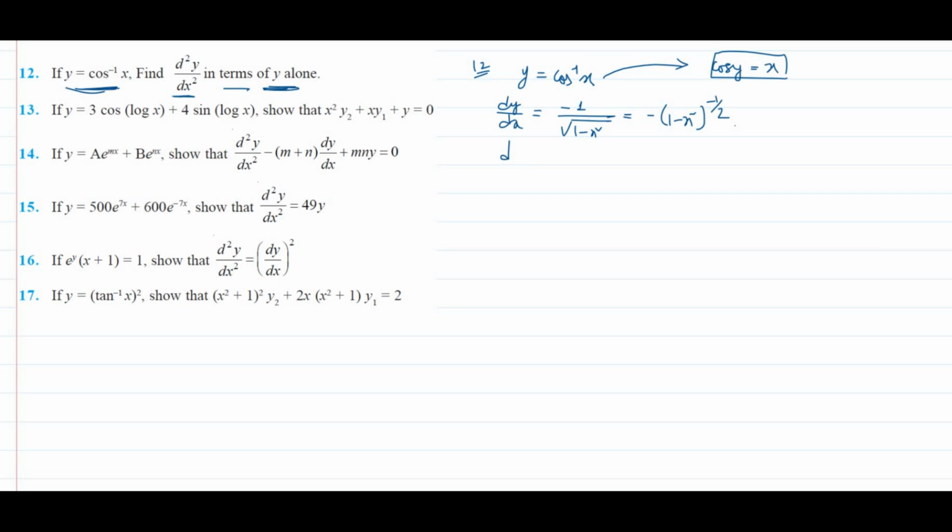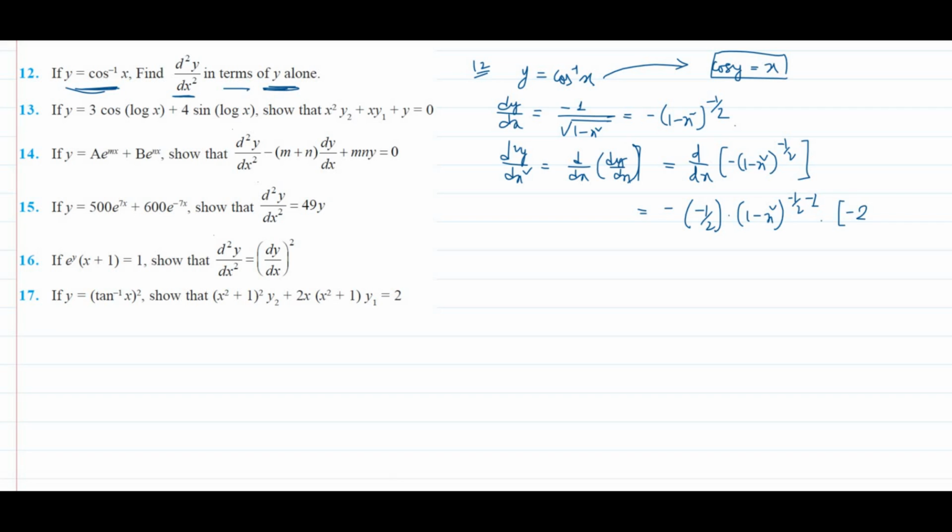Now let us once again differentiate it. d square y by dx square, that is equal to d by dx of dy by dx. So basically that is equal to d by dx of minus 1 minus x square raised to the power minus half. So by chain rule you need to solve it. That will be equal to minus of minus half times 1 minus x square raised to the power minus 3 by 2, times the differentiation of 1 minus x square, that is going to be minus 2x. So finally this comes out to be minus x by root over 1 minus x square whole cube, that is the power 3 by 2, as you can see.